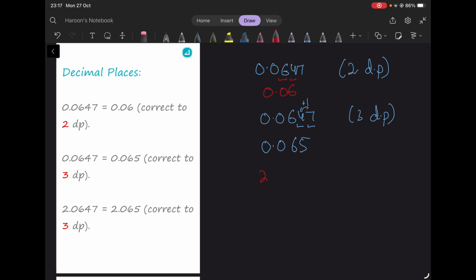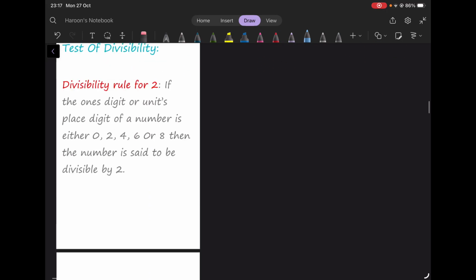Now another question, 2.0647, and let's say the examiner tells us to write this correct to 3 decimal places. Now this 2 is irrelevant. This is not a decimal place. Decimal places always start after the decimal. This is one decimal place, 2 and 3. So we'll have a look at the fourth one because we need to convert it in 3. So this is 7, which is 5 or greater than 5. I add 1 to the previous digit. This becomes 2.065. This becomes my final answer. I hope this made sense.